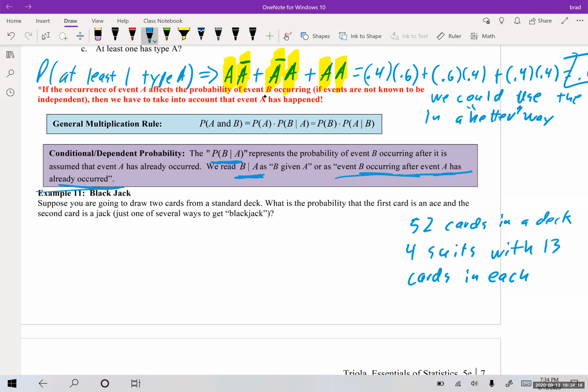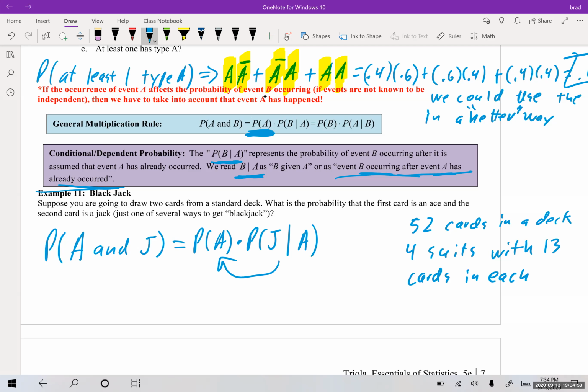So suppose you're going to draw cards from a standard deck. What is the probability that the first card is an ace and the second card is a jack? This is a way to get blackjack. Remember, there's 4 of each card. So when you reach in and grab a card out, what are the chances that it's an ace? So you have the probability of ace right here, times the probability of a jack, given that you already know an ace occurred, because you already drew an ace on the first draw.